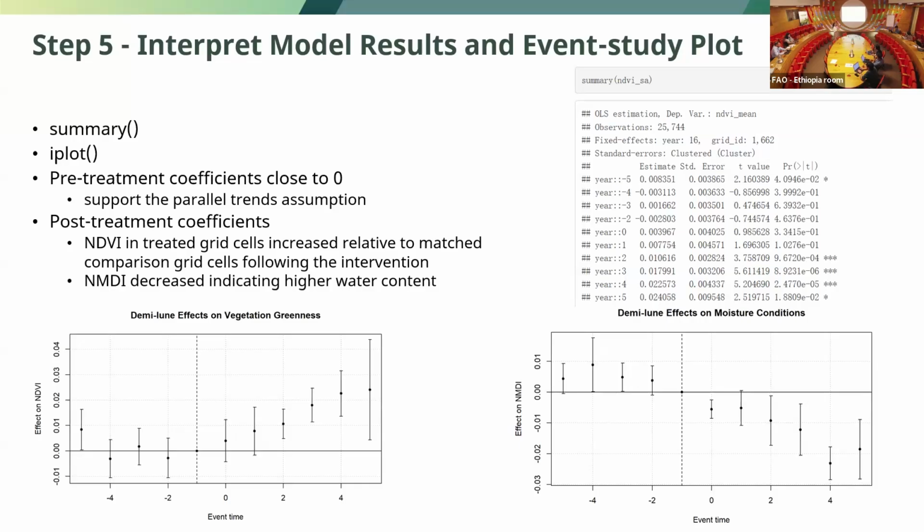Those are the pre-treatment coefficients. So we want those pre-treatment coefficients to be close to zeros. In that case, it indicates that we have this pre-treatment parallel trend assumption met. And that's why we have this NDVI, we expect to see it near the zeros here.